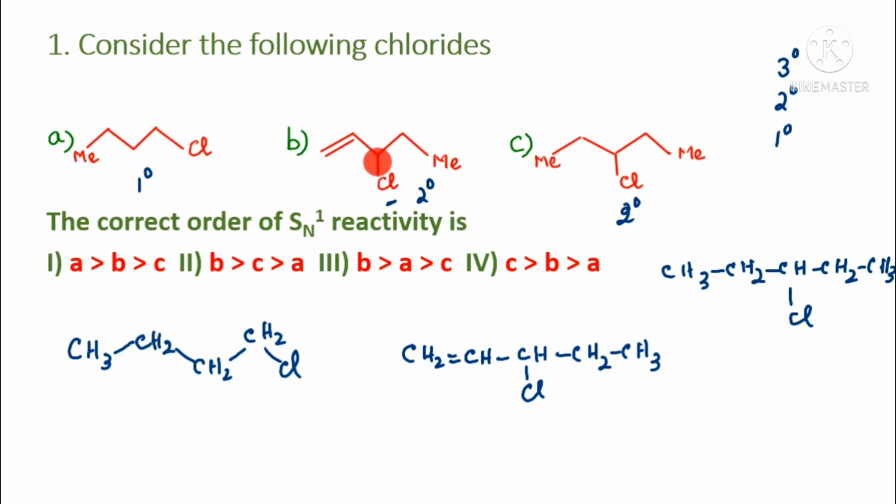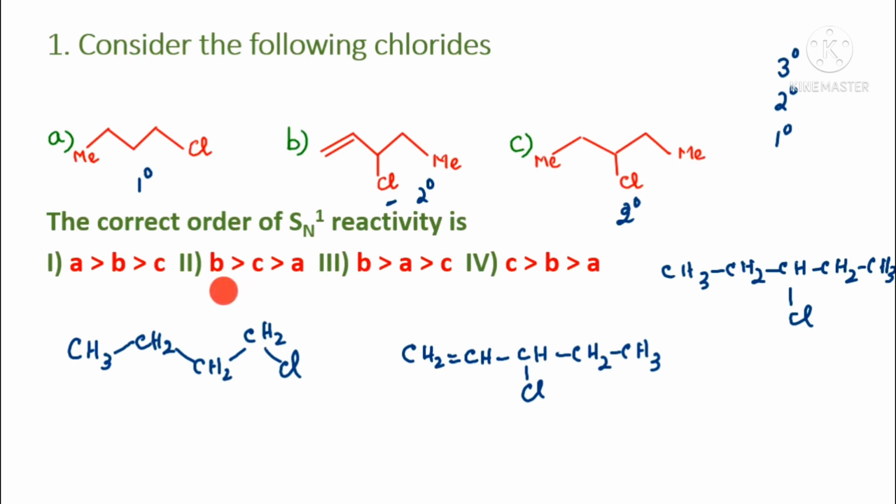So this secondary allylic carbocation is more stable. Why is it more stable? Because of the delocalization of electrons on the carbon atom. So this allylic carbocation is more stable due to delocalization of electrons on the carbocation. So the order should be like this. Let us check where B comes.